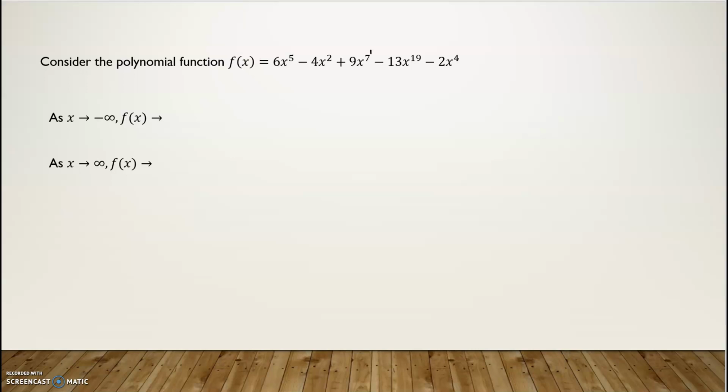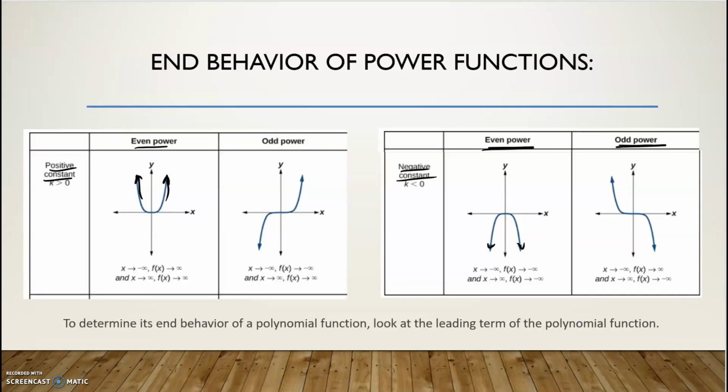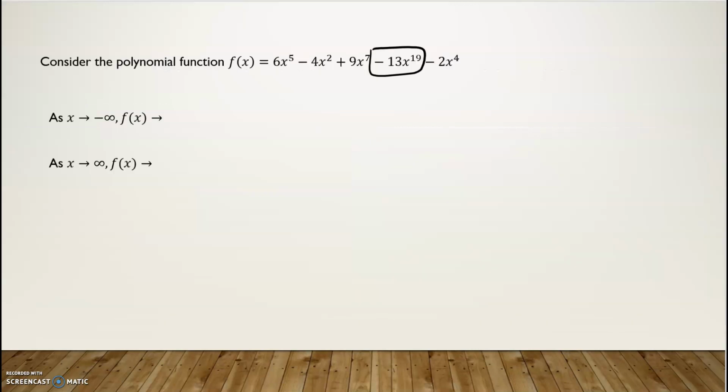Okay, so for this one, here's our leading term. Notice that now we have an odd power and a negative coefficient. So as x goes to negative infinity, we should be going upwards to positive infinity for f of x. And as x goes to positive infinity, our f of x should be going to negative infinity. So it's the opposite of each other. As x goes to negative infinity, f of x goes to positive infinity. As x goes to positive infinity, f of x goes to negative infinity.